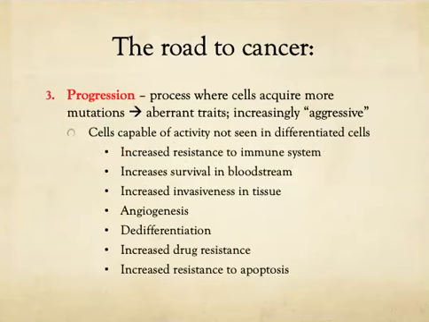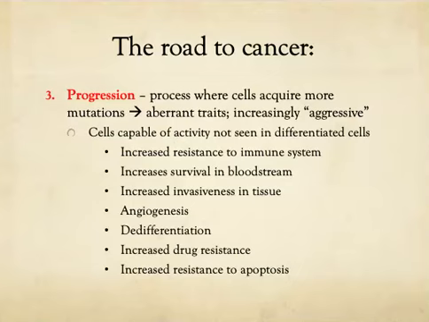The third step in the road to cancer is called progression. Now, during progression, cells that have been initiated and then promoted to divide begin to acquire more and more mutations. These are mutations that create very strange, what we call aberrant traits. These cells become more and more aggressive in their characteristics. In other words, they're developing traits that we don't see in normal, differentiated cells.